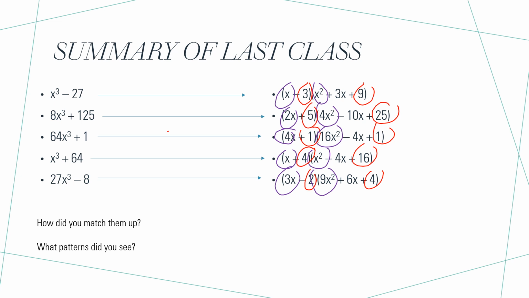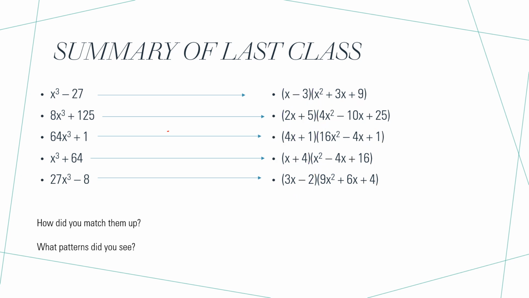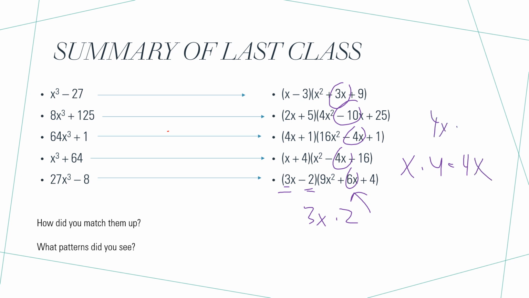And then there's another pattern you could see. And that's where this middle term comes from. And it comes from multiplying these two things here. So 3x times 2 gives you 6x. x times 4 gives you 4x. 4x times 1 gives you 4x. 2x times 5 gives you 10x. Sorry, my handwriting is really bad there. And then x times 3 gives you 3x. And so that was another pattern you could see.